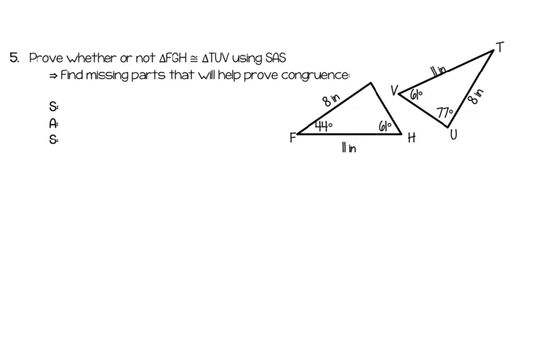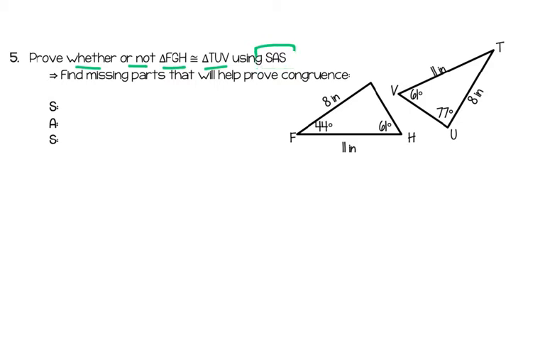And number 5, we are going to prove whether or not, so it might be true and it might not be true, triangle FGH is congruent to triangle TUV. And I'm telling you that we're going to use SAS, so we're going to use side, angle, side. And that's just because we're just starting out, so I'm giving you a little hint as to how we're going to go about doing this. Finding the missing parts is going to help me prove congruent. So that's just kind of another little hint there.